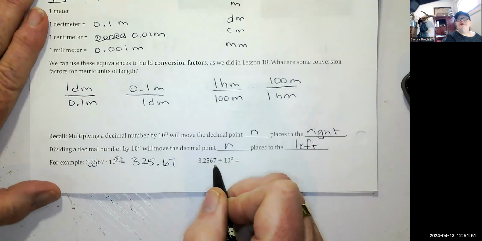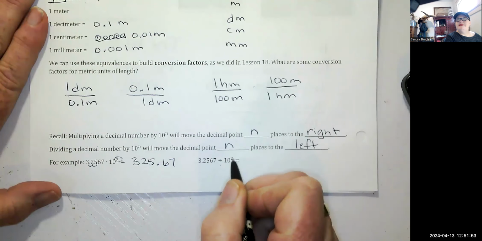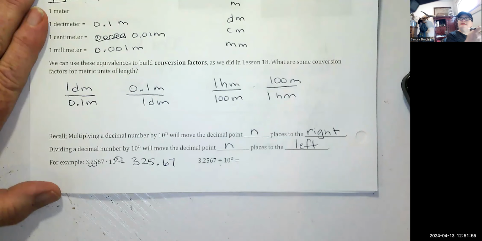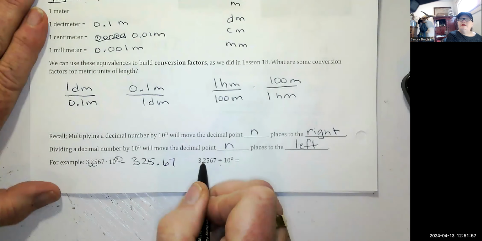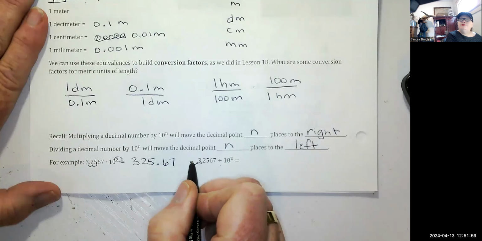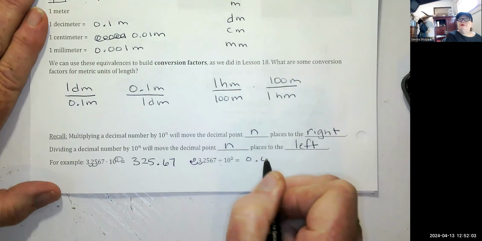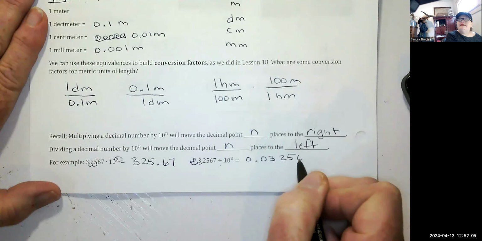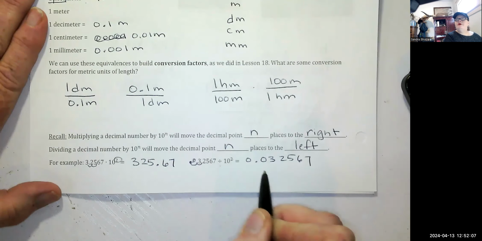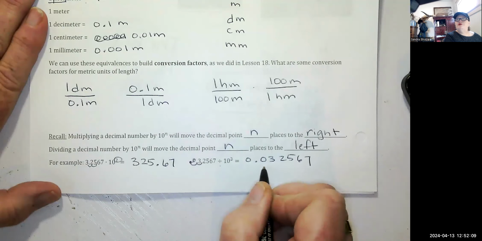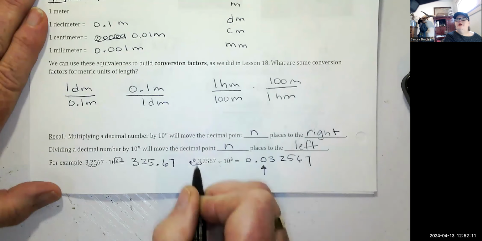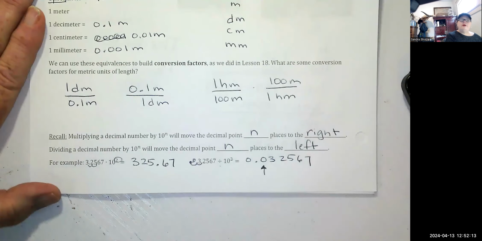Now 3.2567 divided by 10 to the second. Now we're going to move 2 places to the left because we're dividing. So 1, 2, we're going to have the decimal here, and we need to add a 0. So 0.032567. Be very careful and make sure that you've added this 0 in. Otherwise, you're not moving it as far as you need to the left.